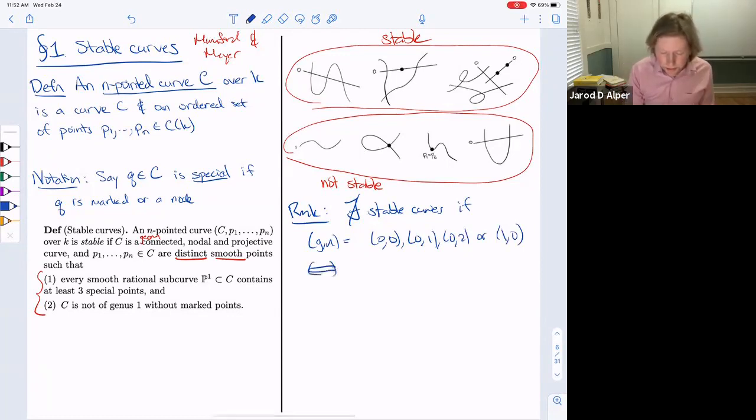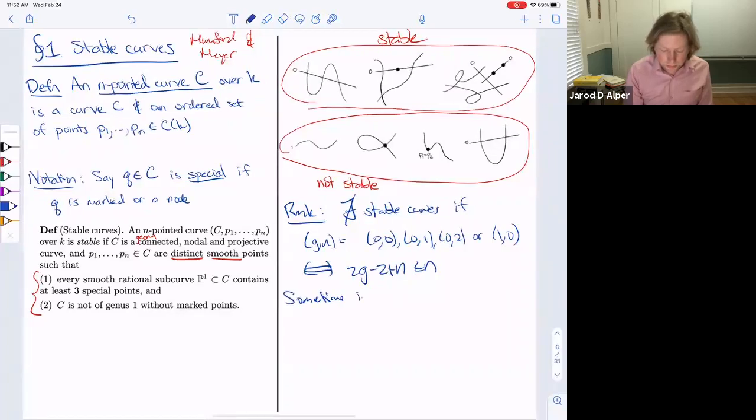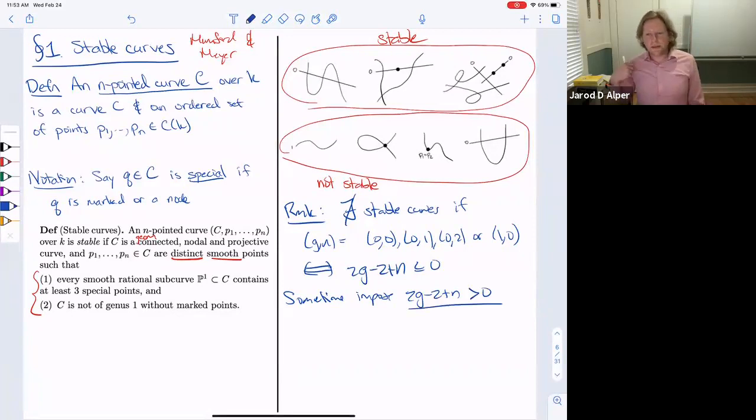And this is equivalent to this numerical condition that sometimes we impose, that 2g minus 2 plus n is greater than 0. Sorry, I said less than or equal to 0 earlier. We impose this in order to avoid these special cases, in order to ensure that the moduli stack is non-empty. Any questions?